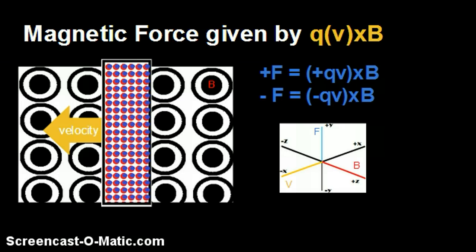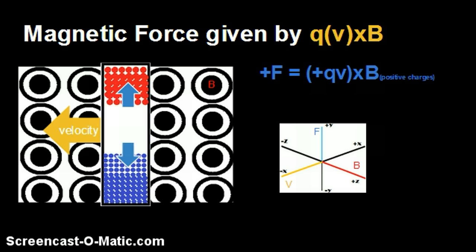Each individual charge feels a force that is the cross product of its charge times the velocity and the magnetic field that it moves through. By the right-hand rule used with the cross product, we find that the force on positive mobile charges is upward and downwards for negative charges.